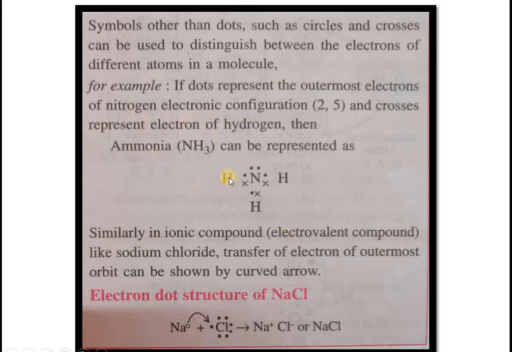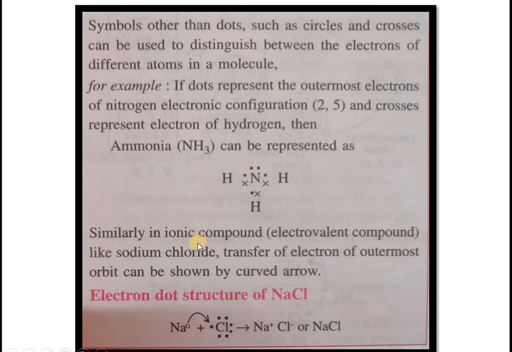Now in ammonia you require 3 hydrogens. So 3 electrons are here and nitrogen's 3 electrons are making the pairs over here. This is not an electrovalent compound. This is an example of a covalent compound, but it is shown for the sake of understanding of the electron dot structure.